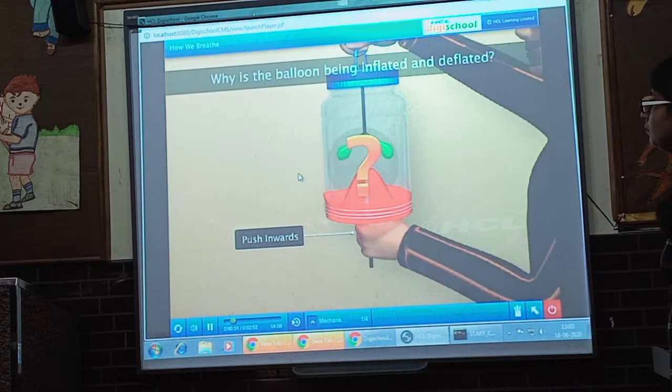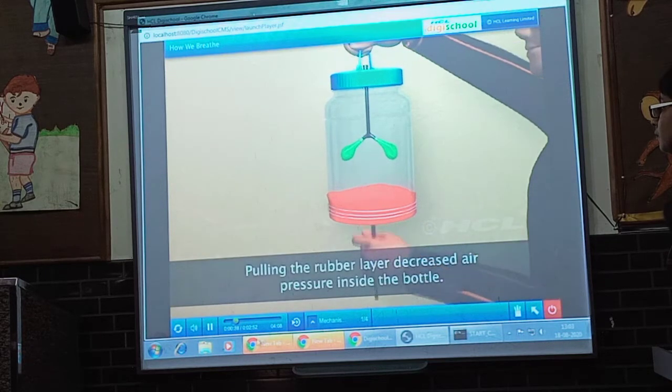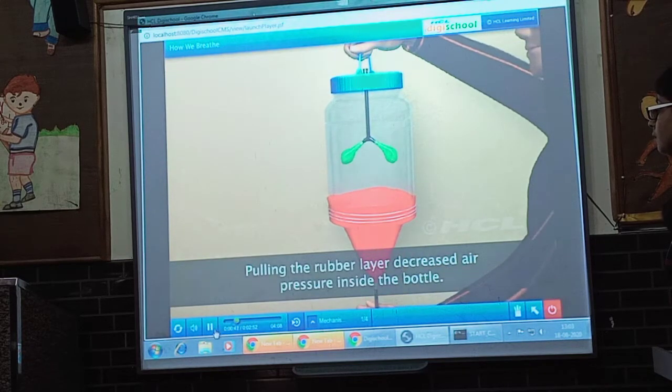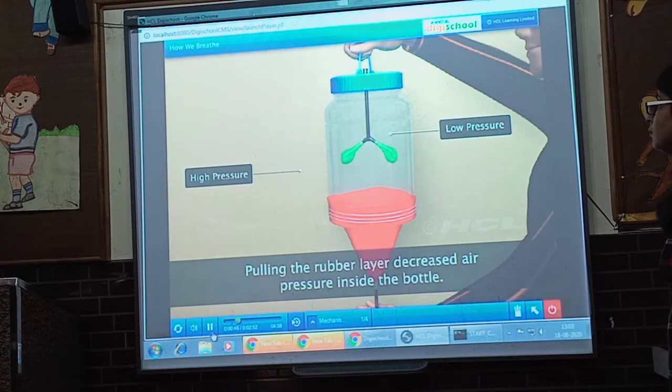Why were the balloons inside the bottle being inflated and deflated? When the rubber layer at the bottom of the bottle is pulled, the pressure inside the bottle is reduced. This creates a difference in air pressure inside and outside the bottle. As a result, air rushes in and the balloons inflate.